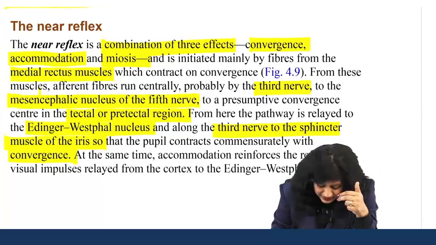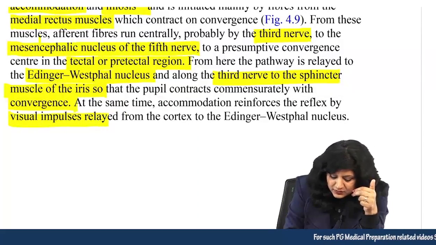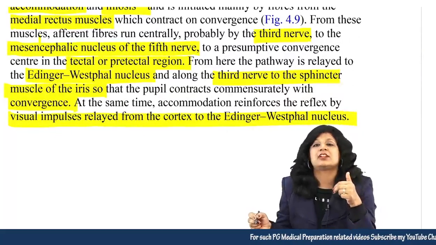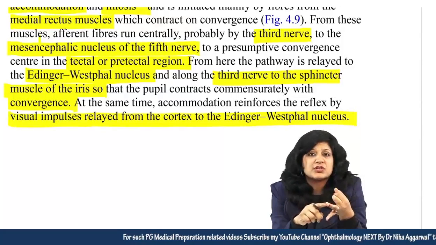At the same time, accommodation reinforces the reflex by the visual impulses which are relayed from the cortex to the Edinger-Westphal nucleus. So you have got separate pathways for the light reflex, for the accommodation reflex, as well as for the convergence reflex.